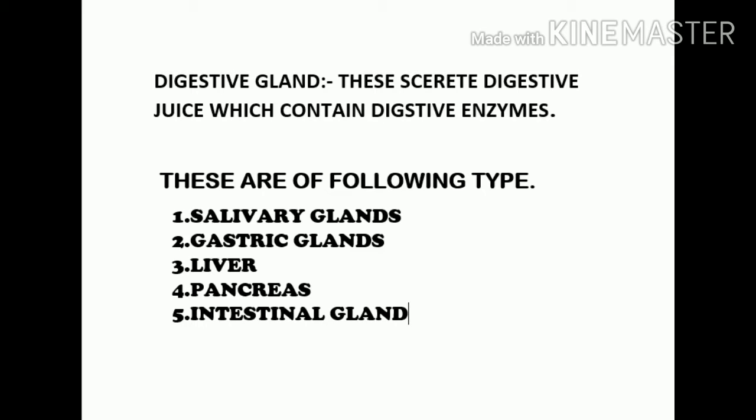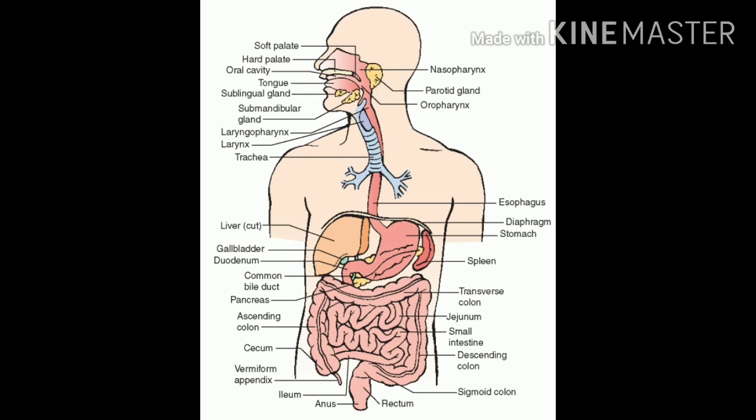Pancreas. It is a yellowish colored gland present just behind the stomach. It secretes pancreatic juice. Pancreatic duct carries pancreatic juice to small intestine. Intestinal gland. These lie in the wall of small intestine and secrete intestinal juice. So this was about the digestive organs and digestive glands.